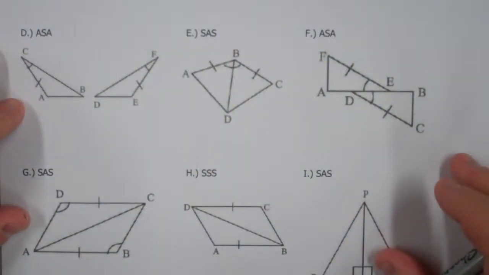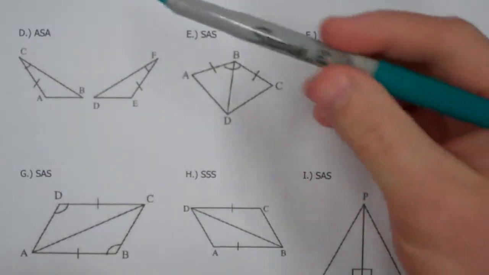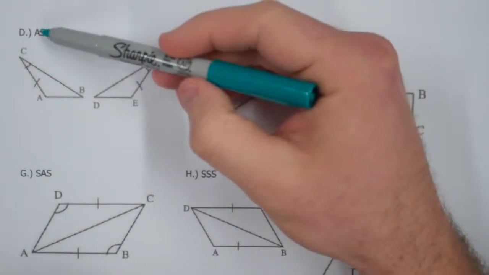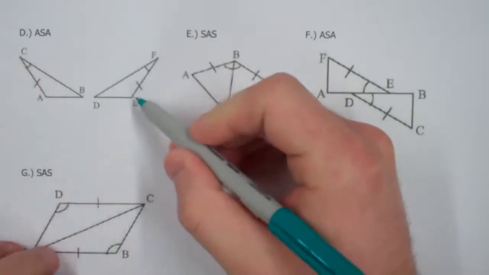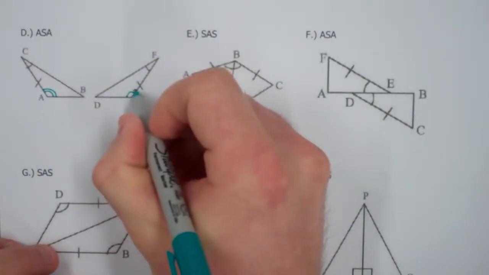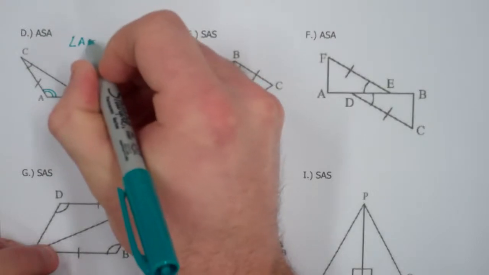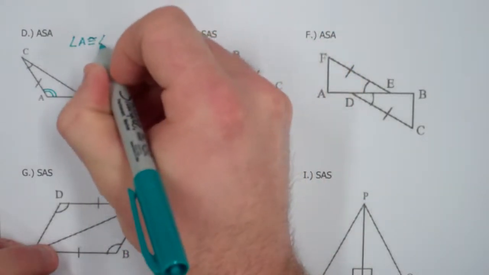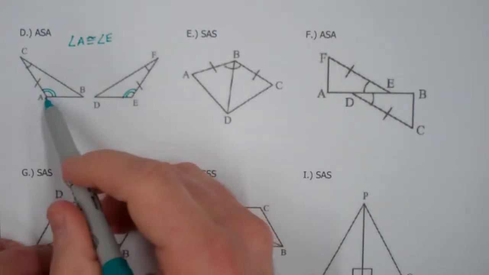And we just have a few more examples to do here. So in part D, we can see here that we'd like to prove these two triangles congruent with angle, side, angle. We've got angle, side, and then the other angle we would need would be angle A here and angle E.